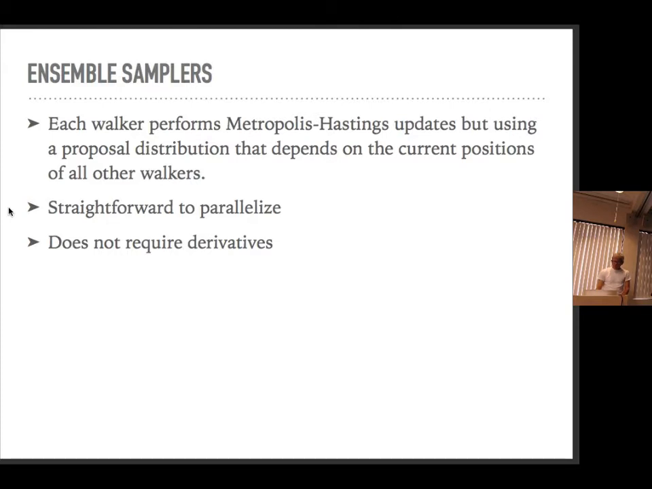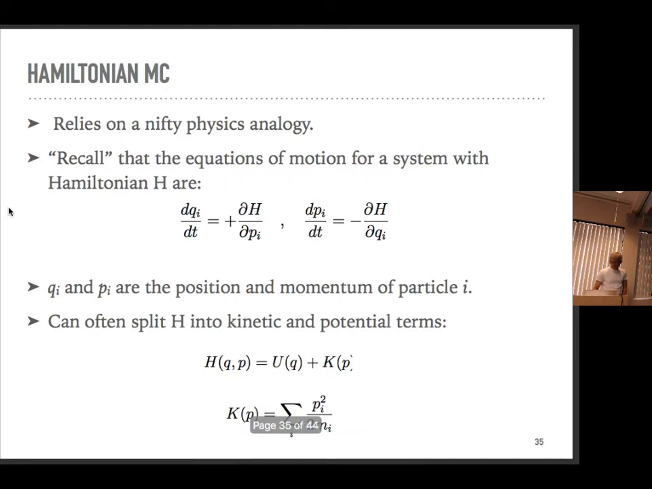Each walker is basically performing a Metropolis-Hastings step, but it uses a proposal distribution that comes from all the walkers staggering around this field, talking to each other after each step. Another nice thing is that it's really straightforward to parallelize, so if you have access to lots of cores, you can take advantage of them. And it also doesn't require derivatives. The importance of that is going to become clear in a minute.